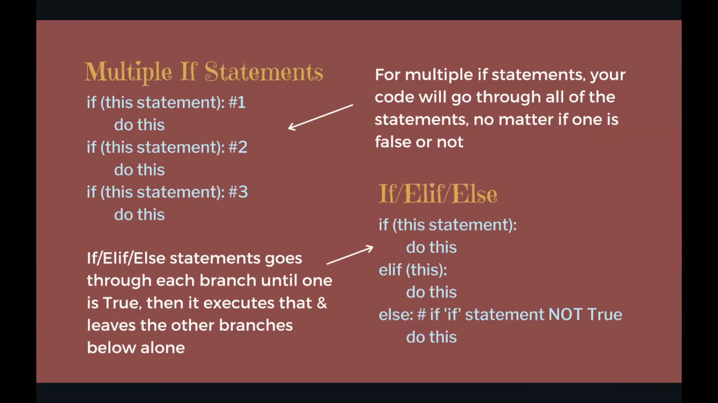And then after it executes that branch, it will still go to the next if statement, which is the number 3 line. And if this number 3 if statement is false, it won't execute it. But if it's true, it'll execute whatever's in that branch.